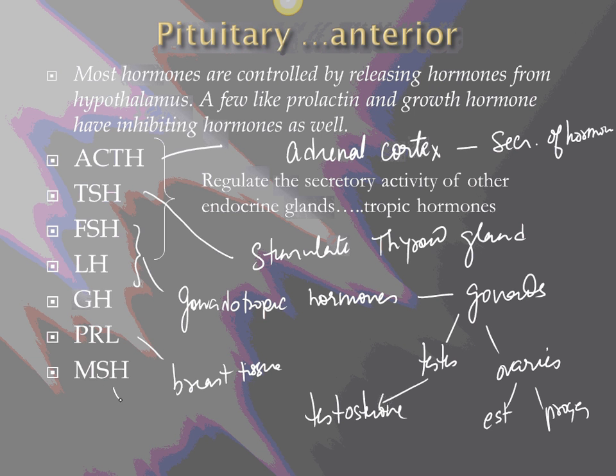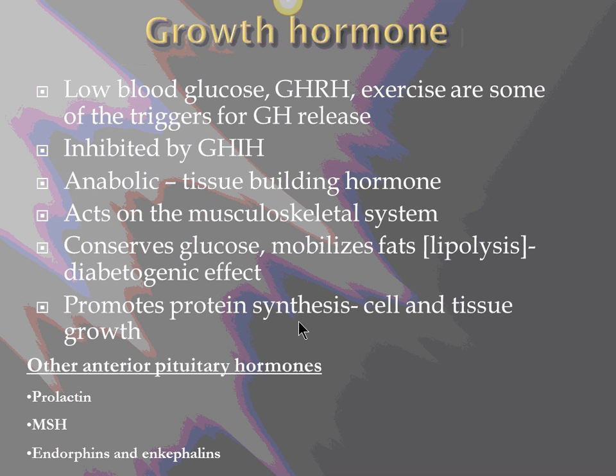And melanocyte stimulating hormone is really a neurotransmitter in the brain. And we won't do too much on that. Growth hormone is one of those hormones which was produced. It has a lot of major functions. This is one of the most plentiful hormones which is produced in the body.